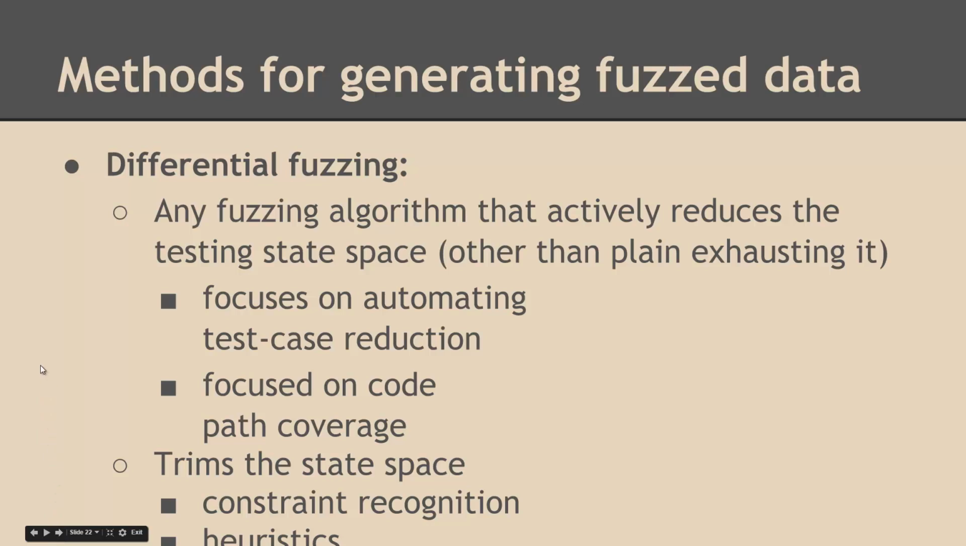And then the third high-level approach is differential fuzzing, and that encompasses any approach that actively reduces the testing state space, which often explodes in other approaches and makes the cost of exhausting it very hard. So this focuses on test case reduction, focuses on efficiently covering code paths and code coverage, something we're going to talk about in a little bit. And so it involves sometimes constraint recognition if there's instrumentation done on the binary, as well as the use of heuristics to make these decisions to refine the fuzzing.